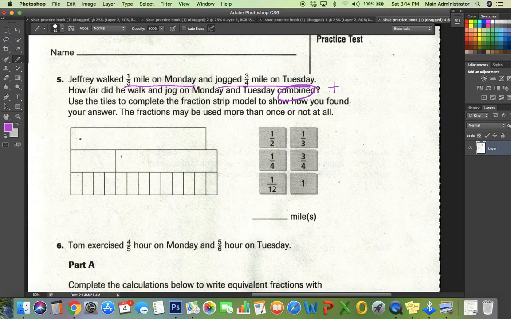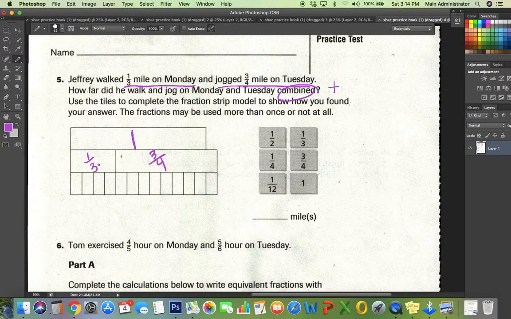Okay. 1/3 and 3/4. Let me see. If we say that this is one whole, I think that's what this is showing. This is 1/3 of the whole. I know if this is 1/3 and this is 3/4, then 1/3 plus 3/4 would give me more than a whole.